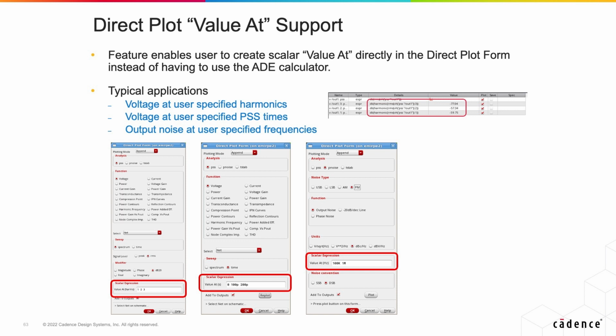And then value add, we never had that before. So value at: what is the expression of this, what is the value of the voltage at harms 1, 2 and 3, or at the time point of 0, 100 picoseconds and 200, or noise type of PM at 100K and 1 meg. So the value at is something that gives you the answer right away as opposed to you hunting it down in the waveform. Yeah, so it's just a substitute to writing using the value function in the calculator, right? Yeah, it's available to you through direct plot.